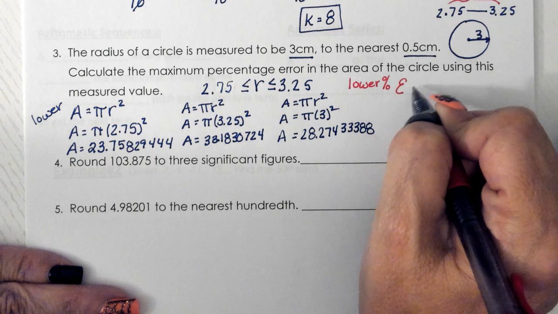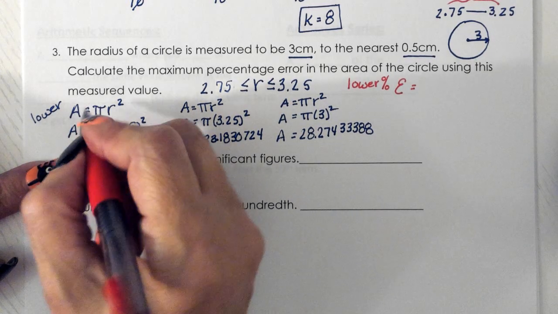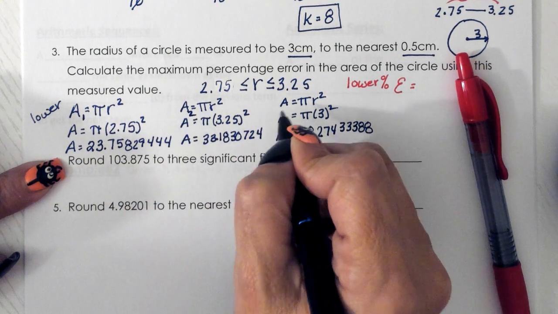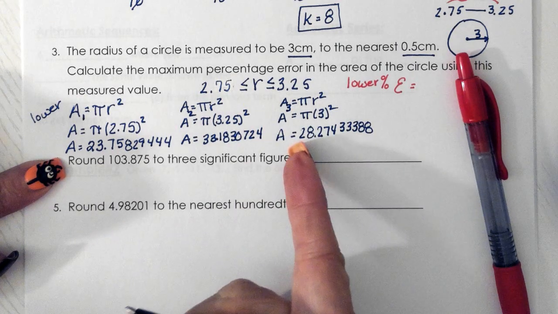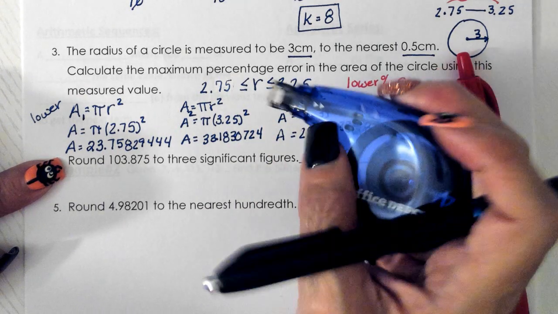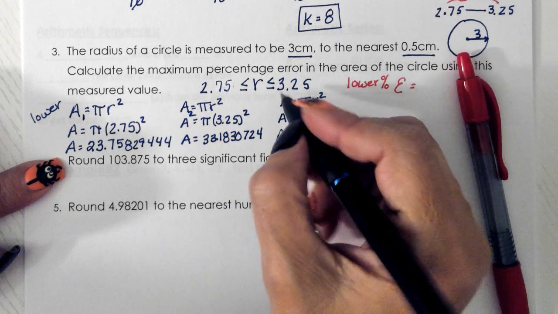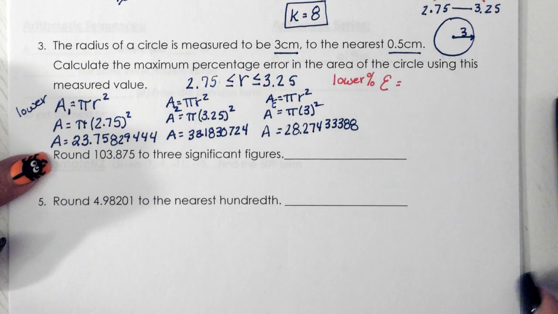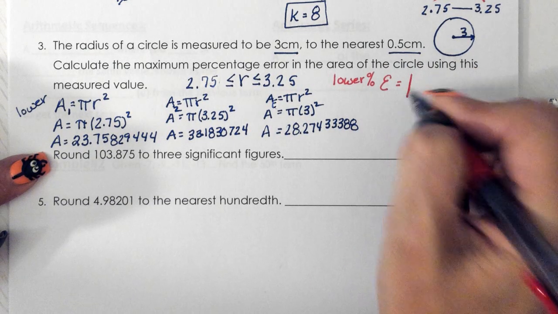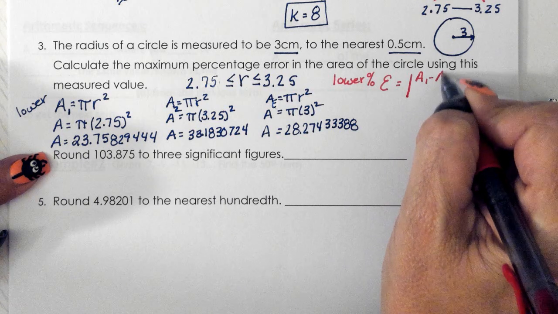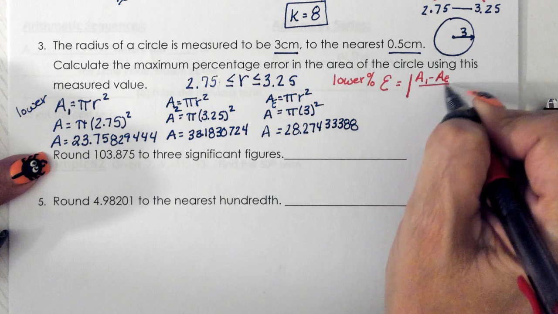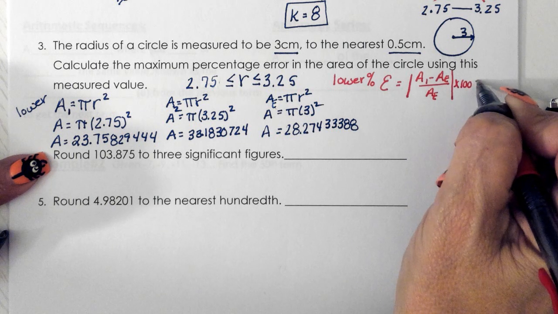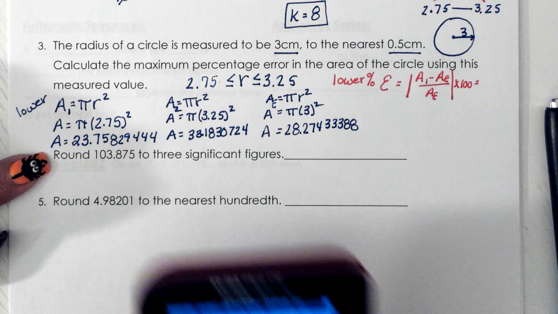For the lower percent error, are y'all okay if I label these A1, A2, and A3? Actually, instead of 3, I should have put an E, for exact. Just because I don't want to rewrite all that, I'm going to use these numbers down here. So for this one, we take A1 and subtract it from A exact and divide by A exact, times 100. Let's get that percent error.